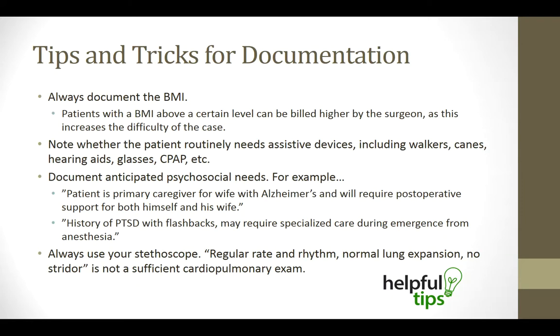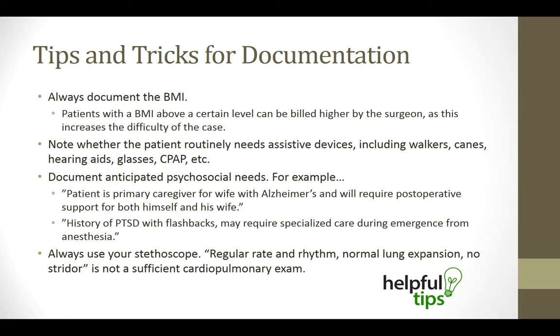So a couple tips and tricks for documentation that will make you a better member of the team. Always document the BMI. The BMI is really important to billing, especially the difficulty of the case for the surgeon, so you can help your surgeon to adequately reflect the difficulty of their case by including that BMI. It's really helpful to note whether the patient needs assistive devices, because these will be really important both in PACU and when the patient gets up to the floor or when you're doing discharge planning. It's really helpful if you can document some of the psychosocial needs you might anticipate. For example, if the patient is a primary caregiver for another person, or if the patient has a history of PTSD and may have some trouble with emergence from anesthesia, things like that.